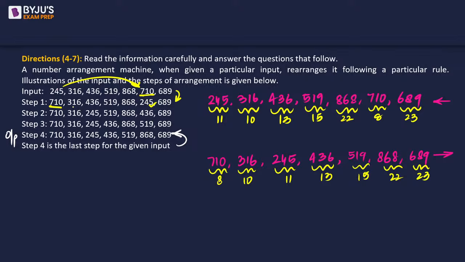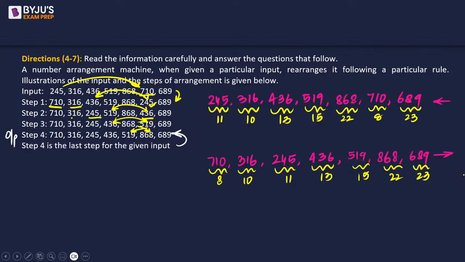Now 316 was supposed to be the second number. It already is, so we really do not need to disturb it. The next number that we are supposed to have is 245. 245 is not the next number. So when 245 comes in, 436 will take its place. Now after 245, we need 436. So when 436 comes to its position, 519 will go to its place. After that, 519 should come to its place. So when 519 comes here, 868 takes its place, and automatically 689 is supposed to be at the end, which it already is.